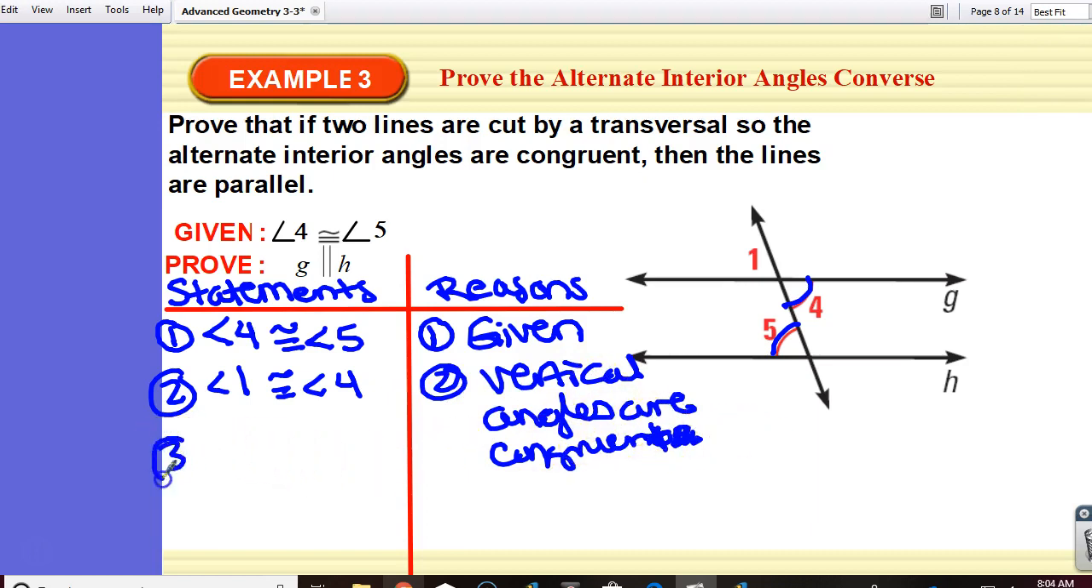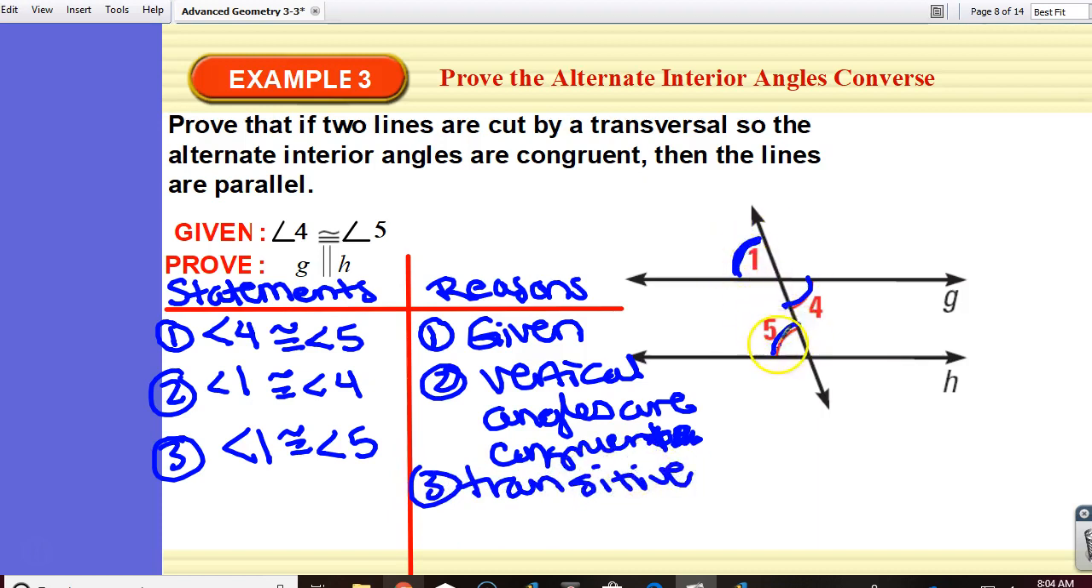Okay, next. So you add 1 and 4. So you have 4 and 5, 1 and 4. Well, doesn't that mean that 1 and 5 are congruent? By what? Angle 1 is congruent to angle 5 by what? Transitive. Sub a whole side for a whole side.